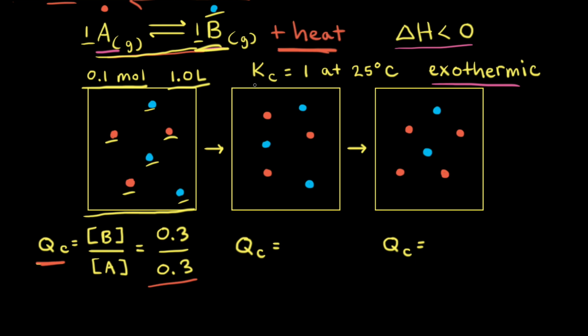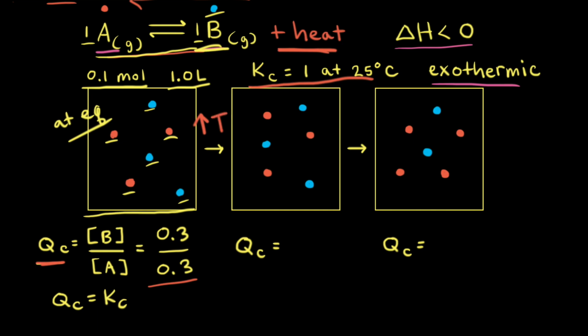Kc for this reaction is equal to 1 at 25 degrees Celsius. So Qc is equal to Kc, and when Qc is equal to Kc, the reaction is at equilibrium. So for this first particulate diagram, the reaction's at equilibrium. Next, we introduce a stress to the reaction at equilibrium, and the stress is an increase in the temperature.